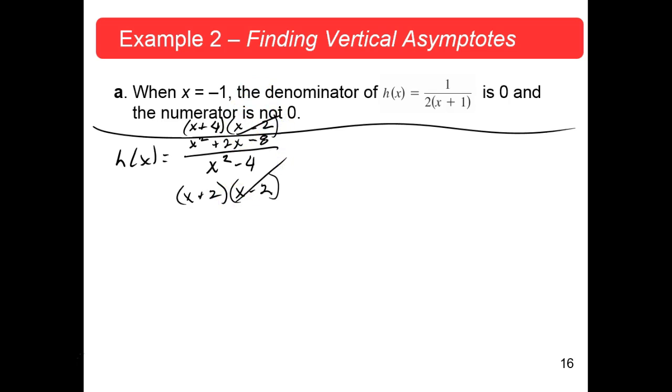But a warning, x can still not equal 2. It can't, because that would make your denominator 0. Even though it's indeterminate, it would make it 0. It just means it's not a vertical asymptote at x equals 2. It can't equal 2, but it's not a vertical asymptote there. There is a vertical asymptote at x equals negative 2.